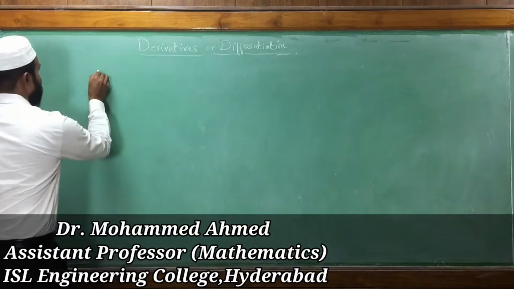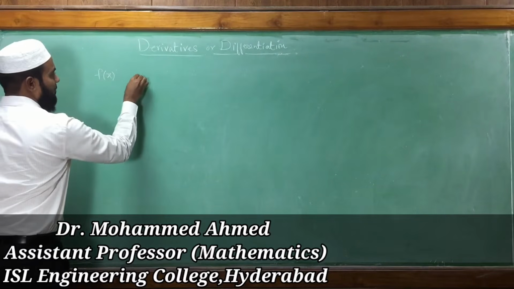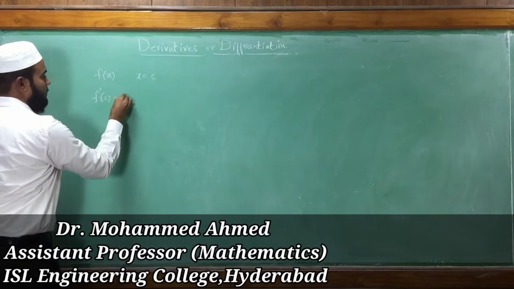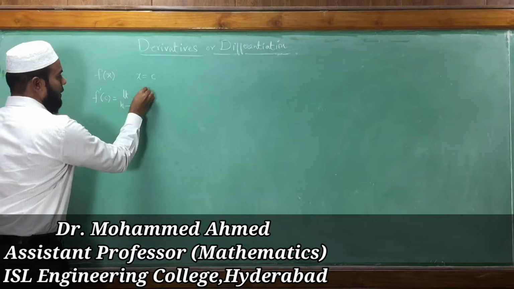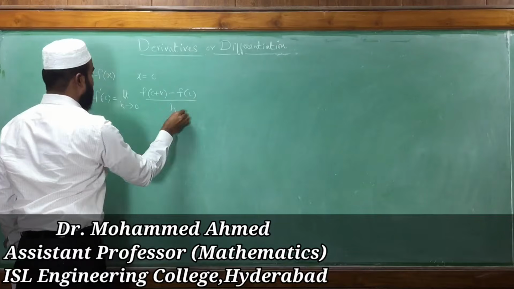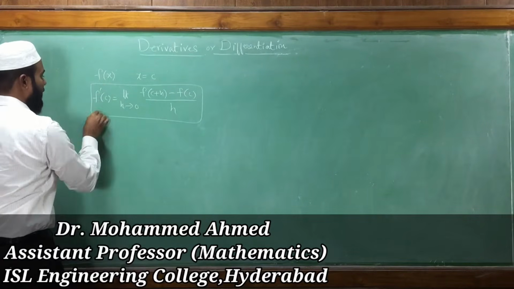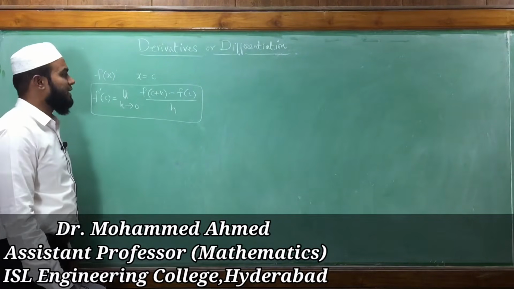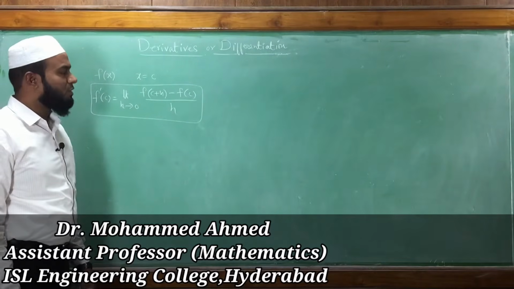Students, in the last session we started the topic called derivative or differentiation. In that we saw the meaning of derivative at a point. Suppose I have a function f of x, then at the point x equals c, the derivative of this function is given by f dash of c equals limit h goes to 0 of f of c plus h minus f of c by h. This was the definition for the derivative of a function f of x at the point x equals c. We also saw the geometrical interpretation of the derivative.